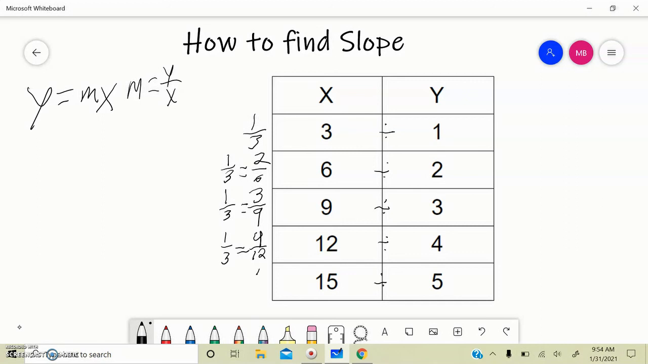And last but not least, I have 5 over 15, which will also give me 1/3. So that 1/3 is going to be that rate of change for me. So it's going to be y is equal to 1/3 x. So your rate of change won't always be a whole number. Your rate of change could be a fraction.